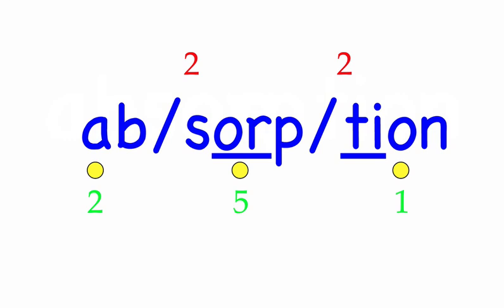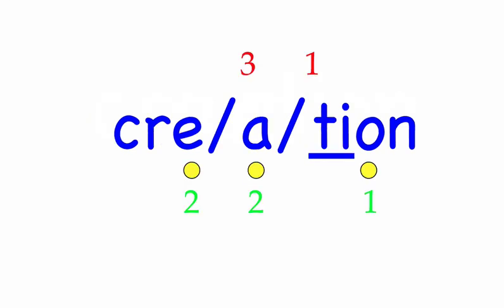Creation. Creation. The artist had a new creation. And for spelling, pronounce it creation. Cre, three sounds. K, r, e. Second syllable is one sound, a. Tion, three sounds. Sh, a, n. Creation. Mark the word. Creation.